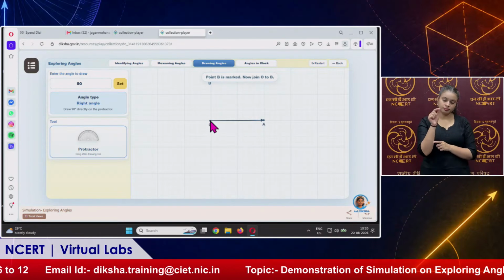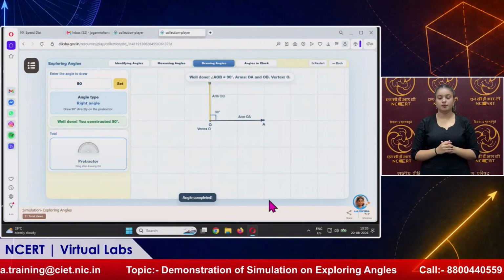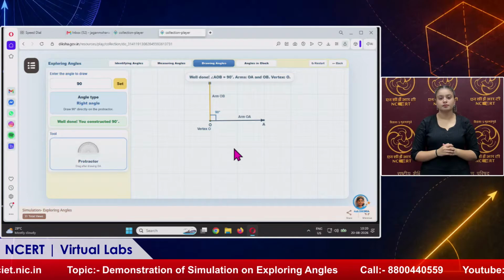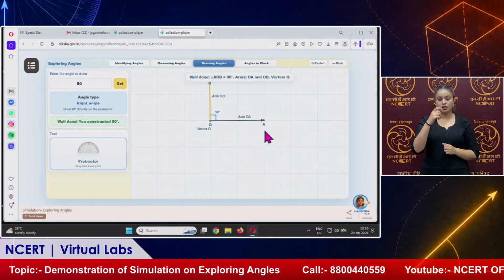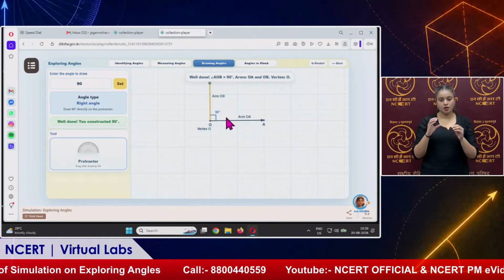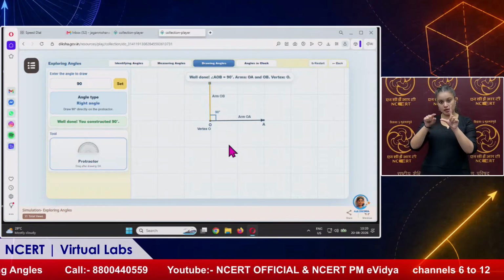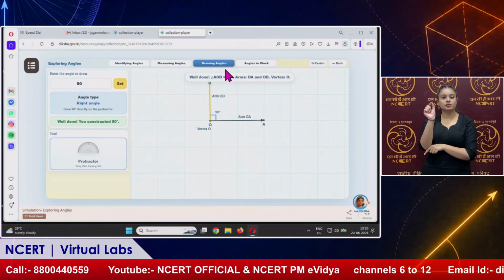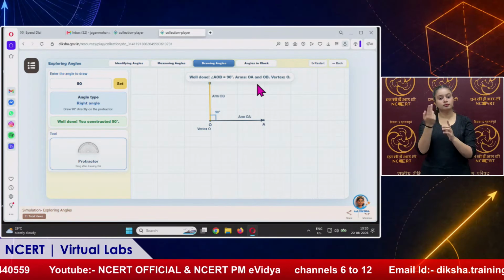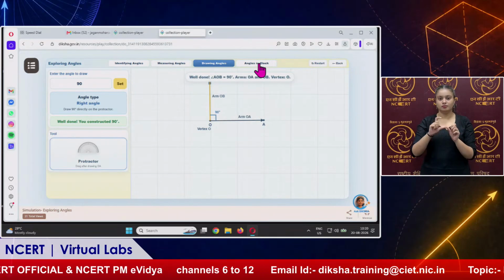Now I am connecting this O with the point B. See, on the screen we can see the vertex, arm OA and arm OB, and between these two arms there is exactly 90 degrees. This is the way we can draw angles with the help of the simulations of these virtual labs.